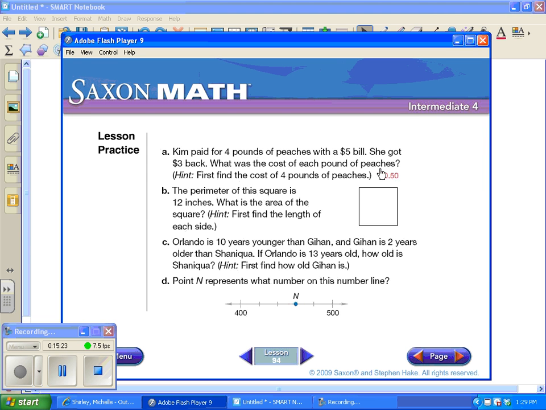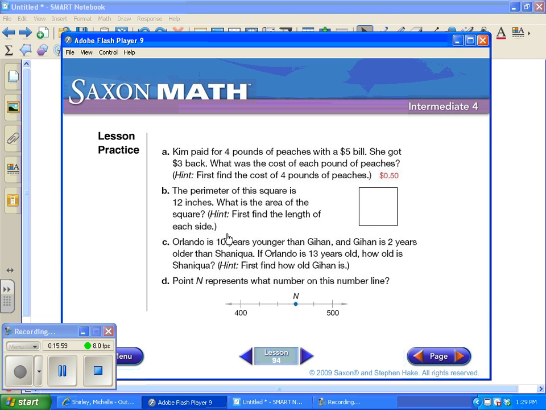The perimeter of this square is 12 inches. What is the area of the square? Okay, I know that perimeter, we have to go all the way around, so that's 4 sides. So I'm going to take that 12 inches and divide it equally among 4 sides. So 12 divided by 4 is 3. So I know the length is 3 and the width is 3 inches. I know area equals length times width. Okay, so if the length is 3 and the width is 3, 3 times 3 is 9.